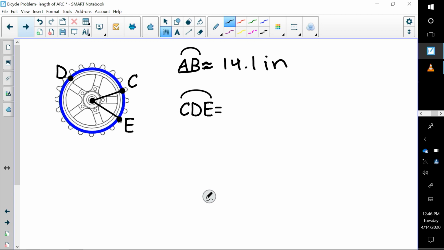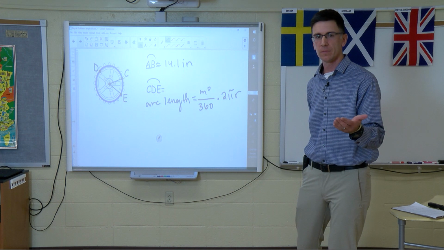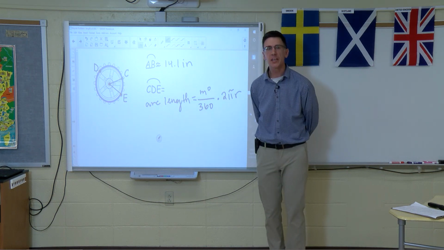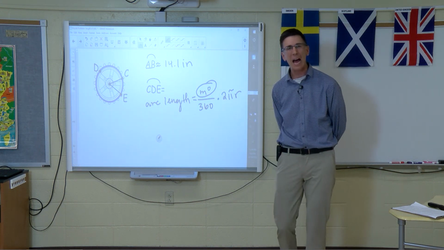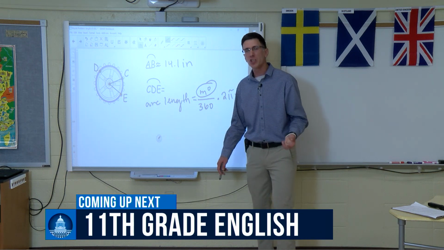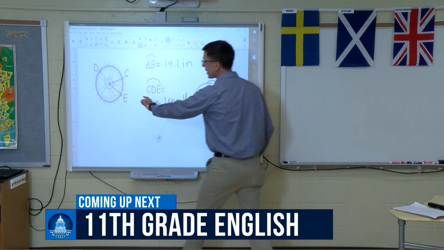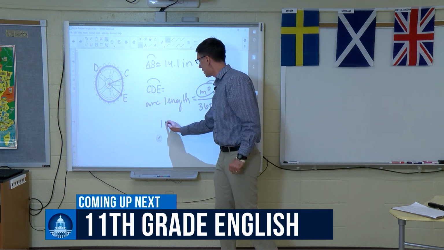Now, to find arc length, that is m degrees over 360 times our circumference formula of 2 pi r. Now, let's think about this. What do we know and what do we want to know? In this problem, we are looking for the degree measure, so we are looking for m. Do we have arc length? Well, we do from the previous problem. The chain has already moved approximately 14.1 inches. So that chain has still moved 14.1 inches on the smaller gear. So this arc length we already know as 14.1.